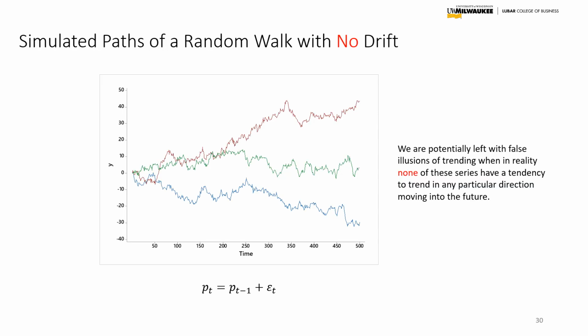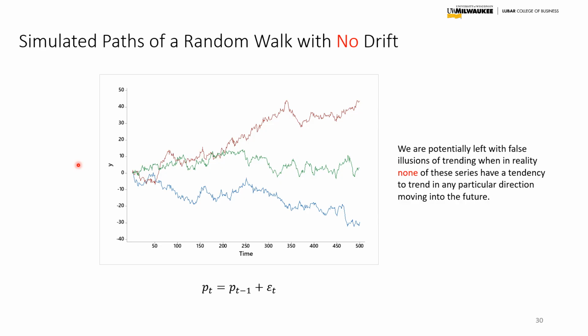To get an idea of how random walks behave, let me run a simulation. I'm going to take a random walk with no drift and simulate some series. In particular, I'll look at price at time t equaling the previous period's price plus a random error. Now remember, the random error could be positive or negative, but on average, they're 0. We'll start out the simulation at 0 and let this equation here dictate the processes.